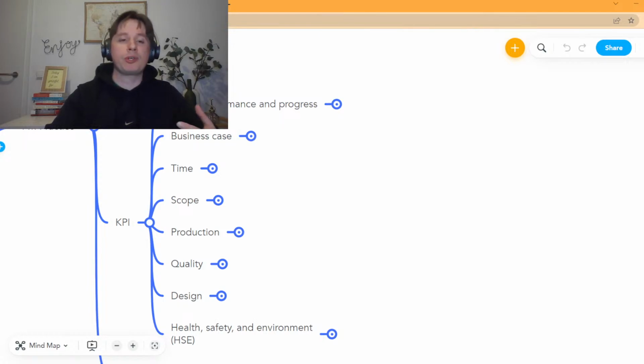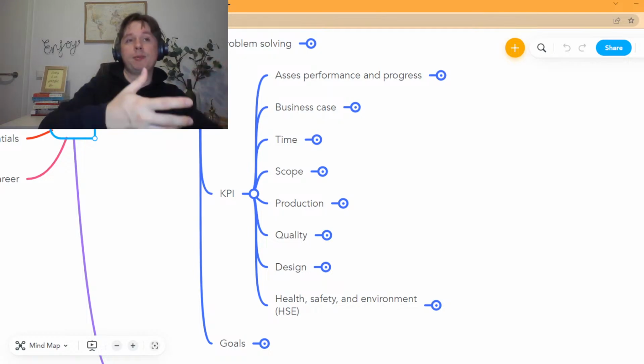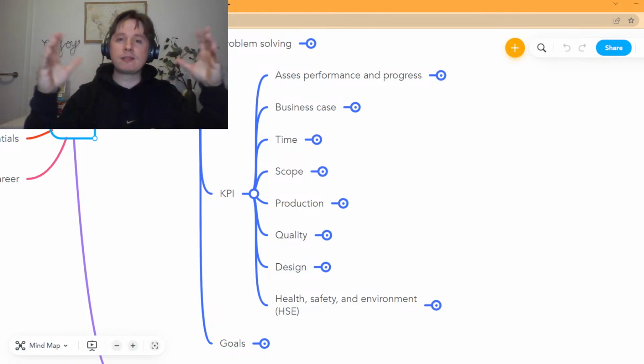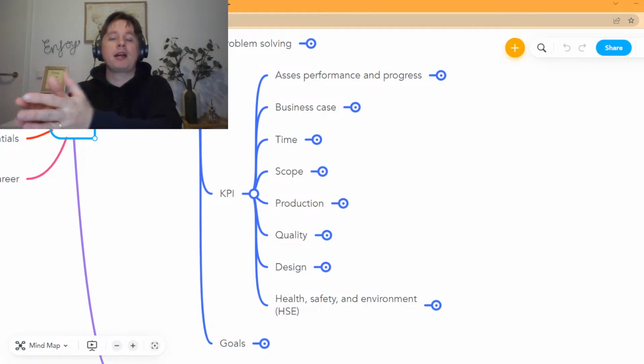For example, if you are working on a product development that's going to go into production, you are going to have production KPIs. If you are working on a project in a construction environment, you might have health, safety, and environment KPIs that you might not have in a product development project. So it's quite relevant that you understand the type of industry you are working in and the type of project you have, because that also will determine the type of KPIs that your project needs to have.